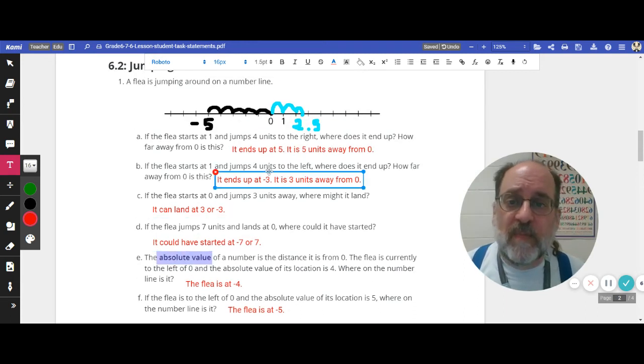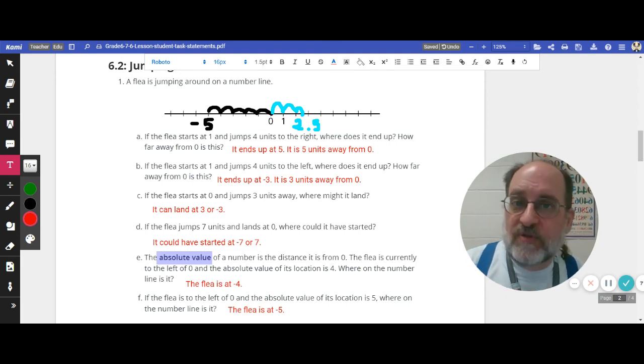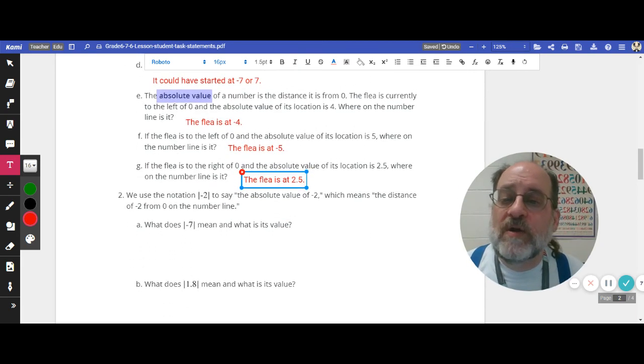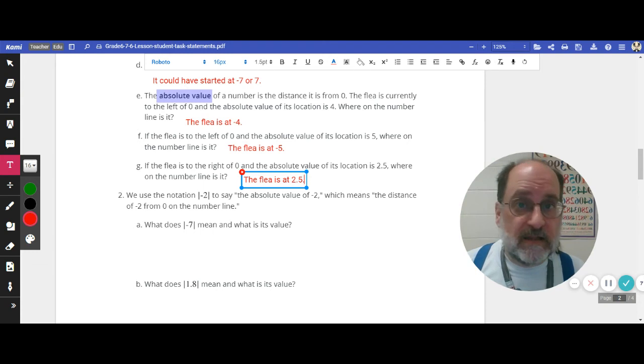So notice what we've been doing here. We've been using absolute value to tell us the distance from 0. And when we know that absolute value, that tells us how far we have to travel. We do have to figure out whether we are going left or right. Now, instead of saying the absolute value all the time, we are going to be using this notation. When I put lines around a number, a line on the left, a line on the right, that means the absolute value of negative 2. So how far is negative 2 from 0? The distance of negative 2 from 0 on the number line.